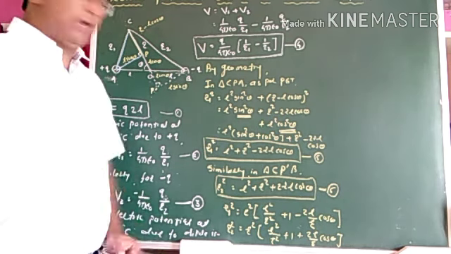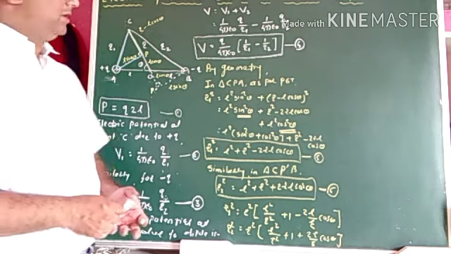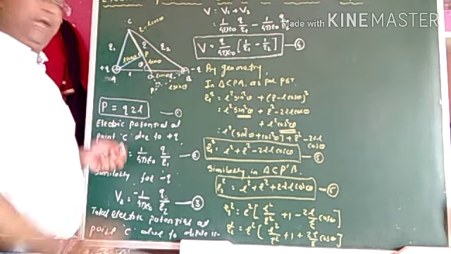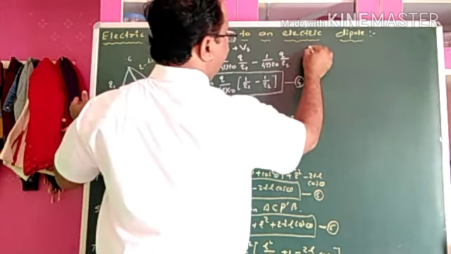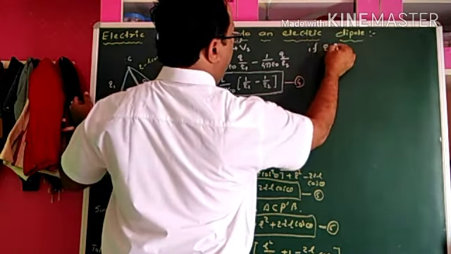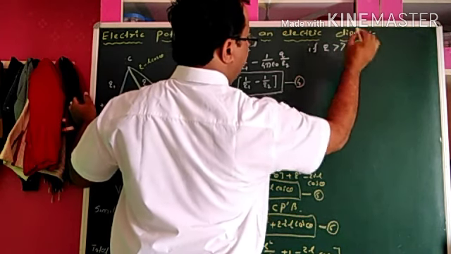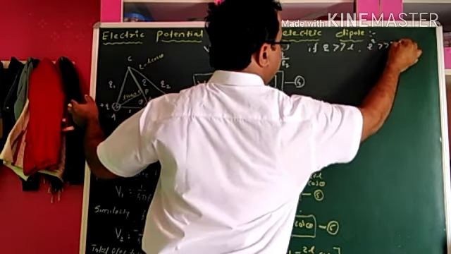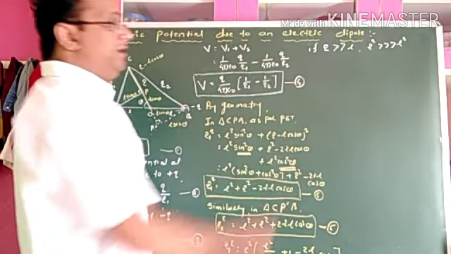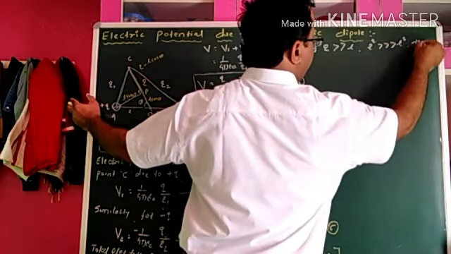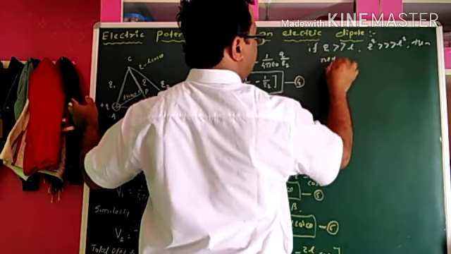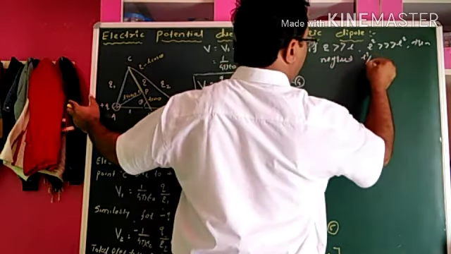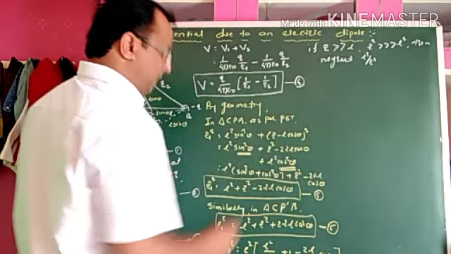Now we know that the value of r is very large as compared to L. If r is very large as compared to L, then r square is very large as compared to L square. Then we want to neglect which term? That is L square upon r square. So what we get there?